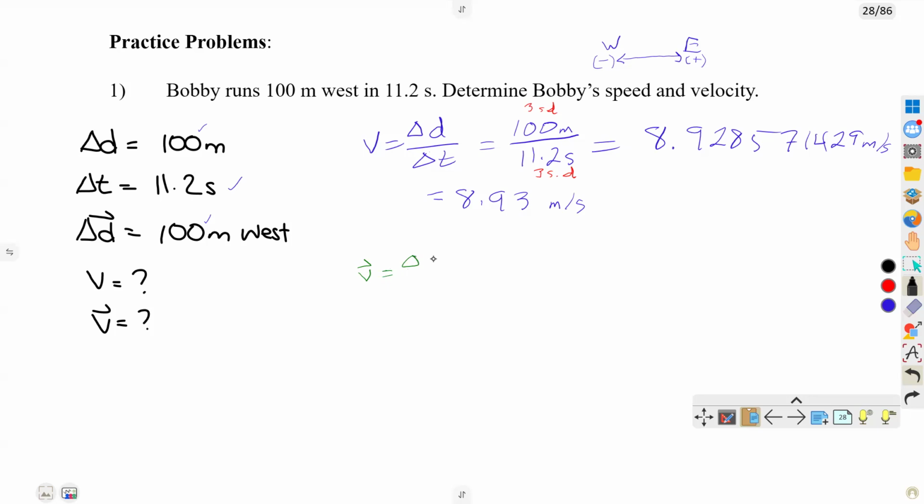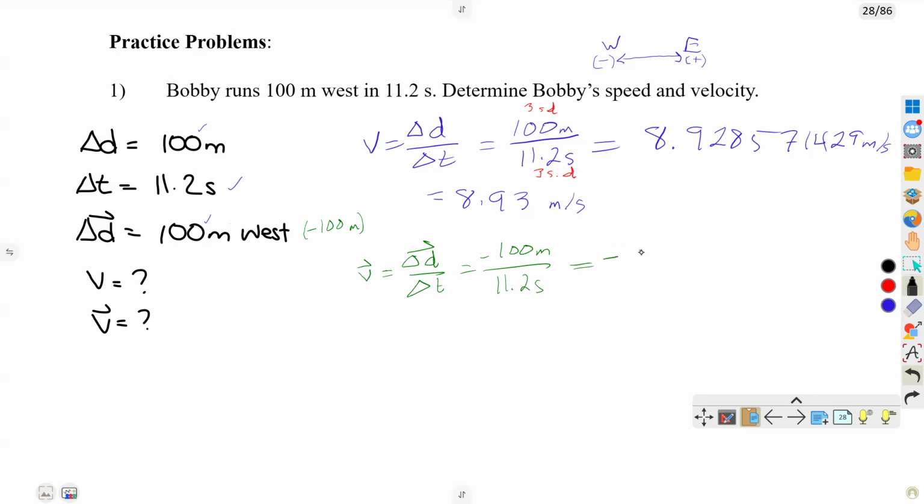Here we're looking for the change in displacement over the change in time. Now the change in displacement is 100 meters west. So we could also call that negative 100 meters from our reference point. So negative 100 meters divided by 11.2 seconds. And as you can see, we're going to get the same answer here. It's just there will be a negative number with it.